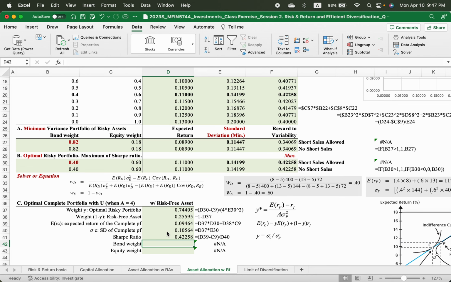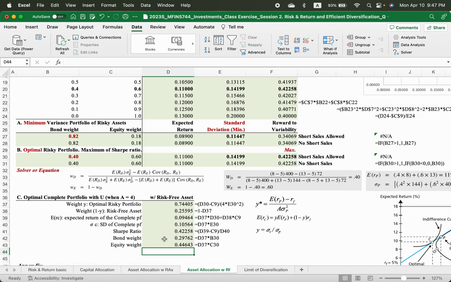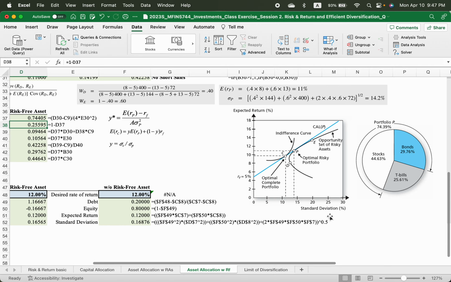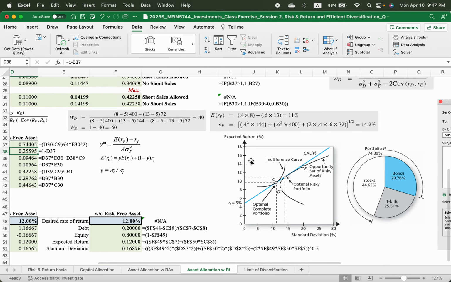Then, what is the bond weight? It's now very simple, right? This 74% of the total optimal risk portfolio now times where is the bond weight. Where's the bond weight? Yeah, there we go, 40%. And here again the 74% times 60% of the equity weight. So finally we got the bond weight 29%, equity weight 44%, and risk-free asset 5%. And we found this complete portfolio.